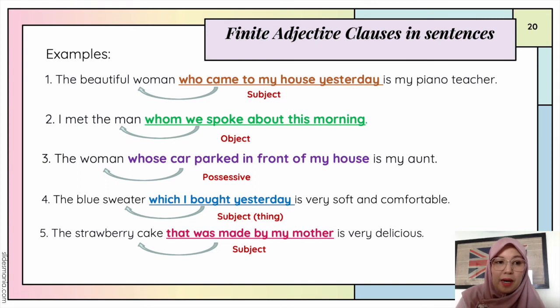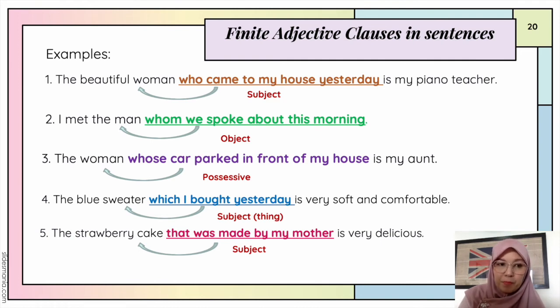Number 2. I met the man whom we spoke about this morning. The phrase whom we spoke about this morning explains the object of the sentence. It adds information about the man.